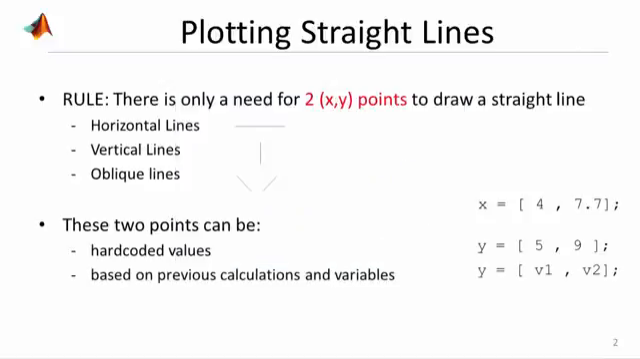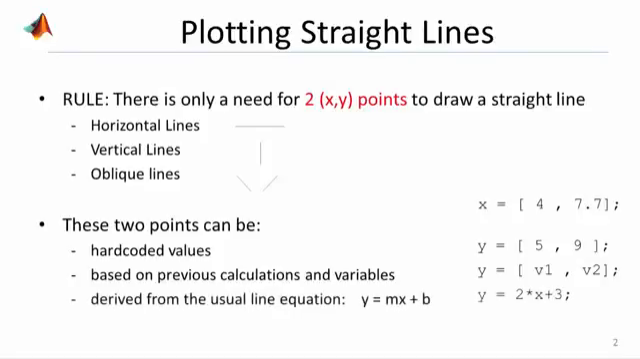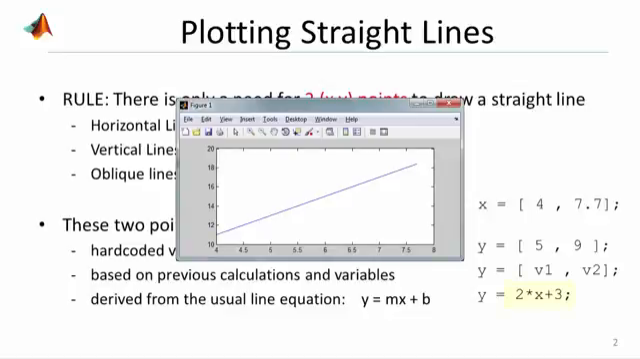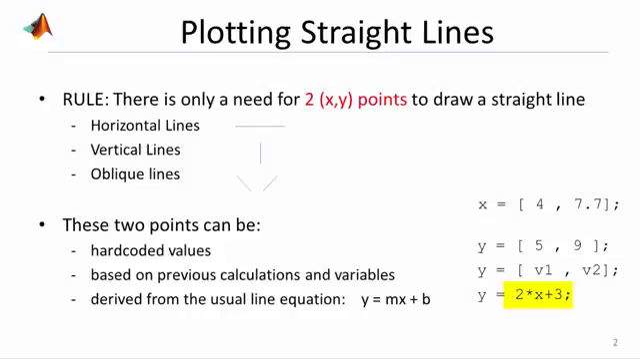However, they can be based on previous calculations. Maybe the X's are hard-coded and the Y's are calculated. So in other part of your code, you would have an equation for V1 and for V2 values. Or they can be entirely derived from a usual line equation y equals mx plus b. In that case, notice the absence of brackets. MATLAB automatically knows to go through your x's and calculate for each x value a y value that's associated with it.